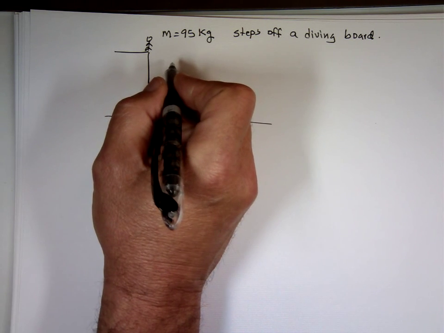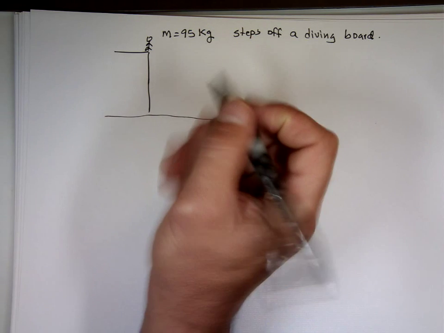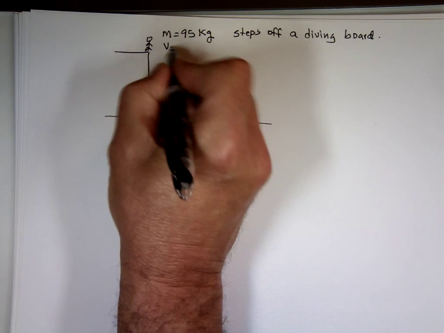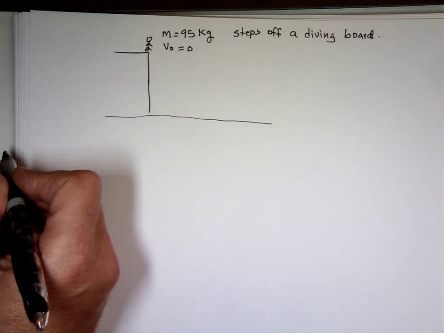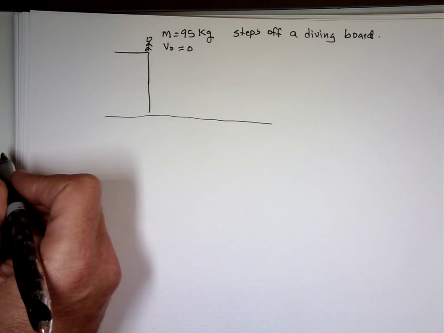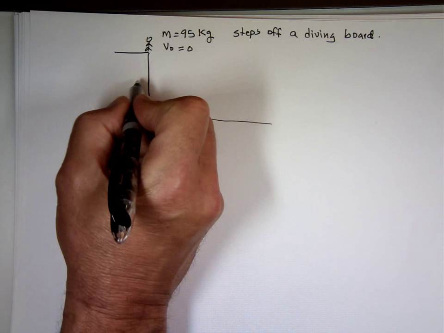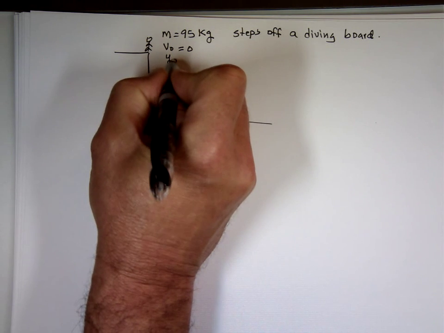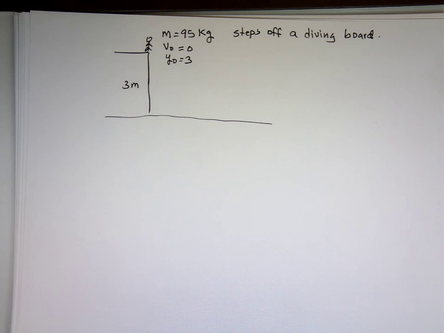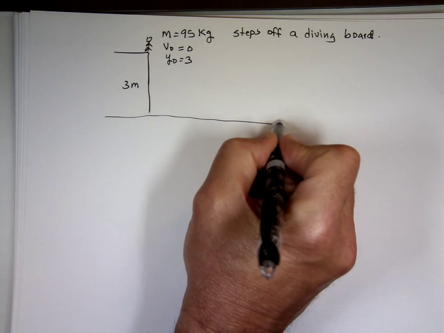A person steps off a diving board. Steps off, that means what? Initial velocity is what? 0. The diving board is 3 meters high, so the initial height is 3, if I use the water as reference.